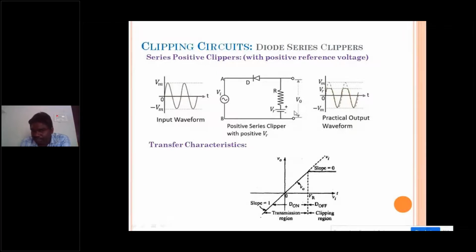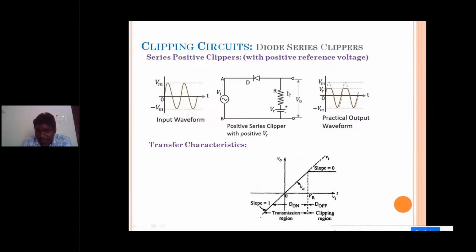I am connecting a reference voltage here, a positive reference voltage. If I connect some positive reference voltage here, what will happen? Let us apply the same analysis. When I am applying a positive half cycle, this cathode side will become positive, and I am already applying a positive reference voltage here. This is positive and this is positive. Understand, when this positive input voltage is less than the positive reference voltage, then the diode is in forward bias. I am applying a positive half cycle, and this is also positive.